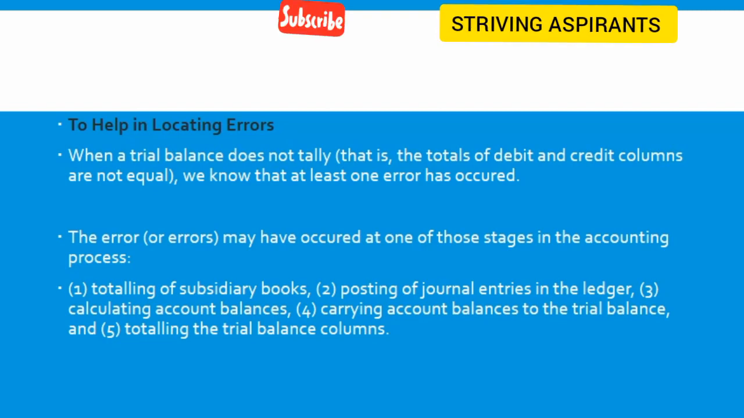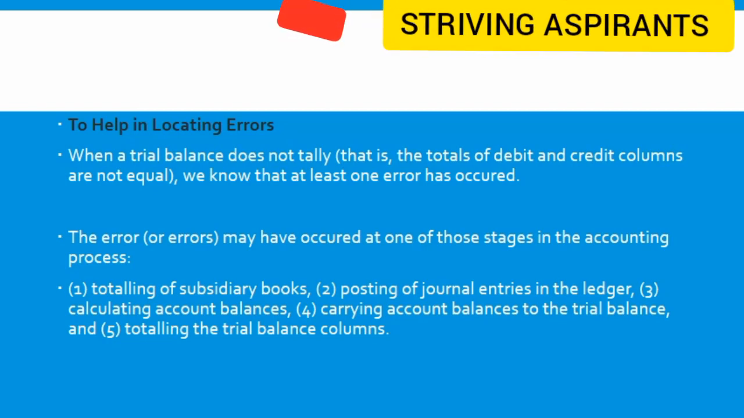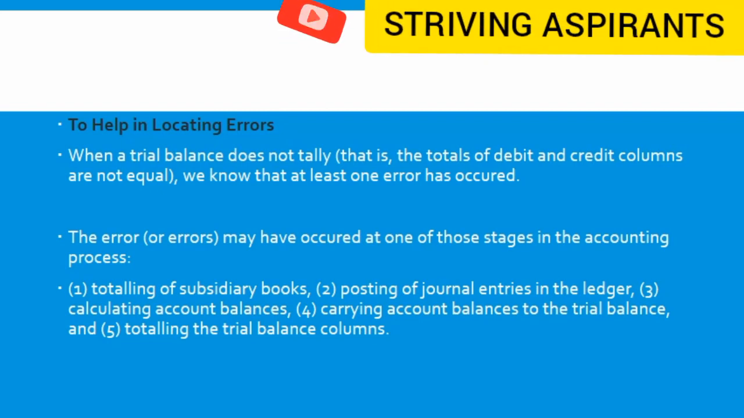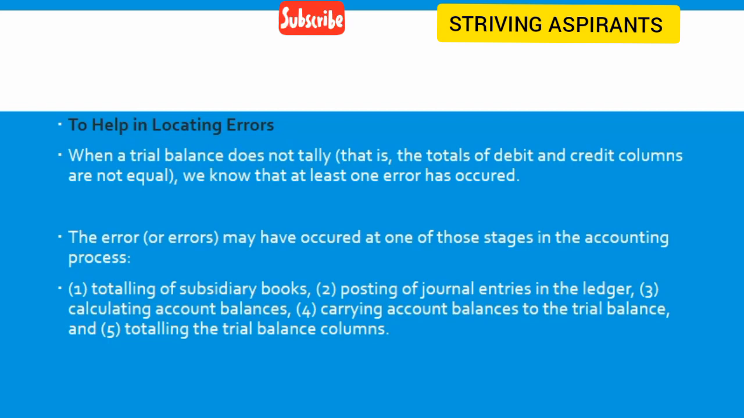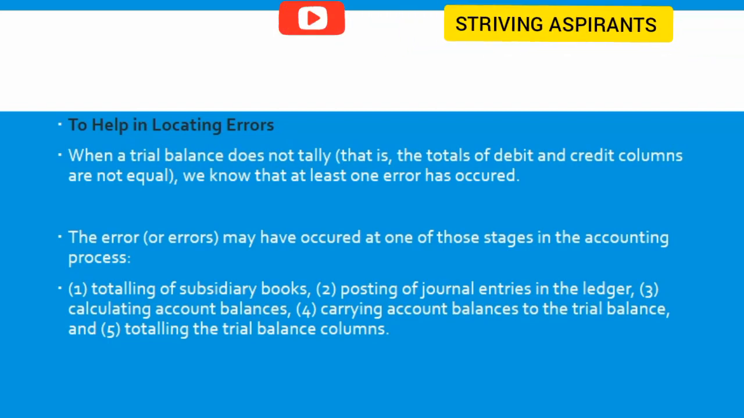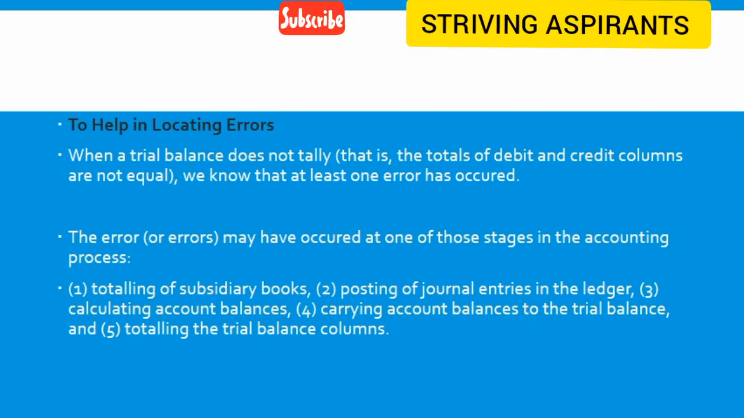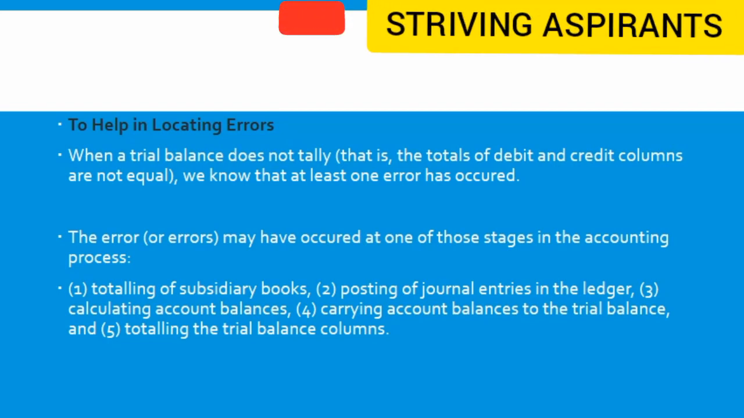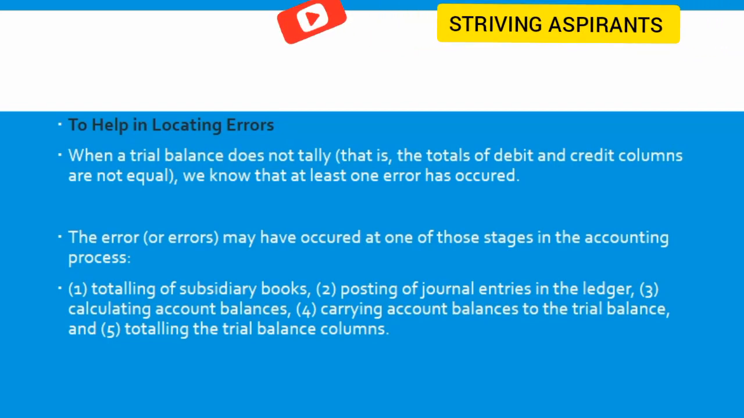The second objective of the trial balance is to help in locating errors. When a trial balance does not tally, or the debit balance and the credit balance columns do not tally, then we have to conclude that an error has occurred. The error or errors may have occurred at one of the stages in the accounting process.